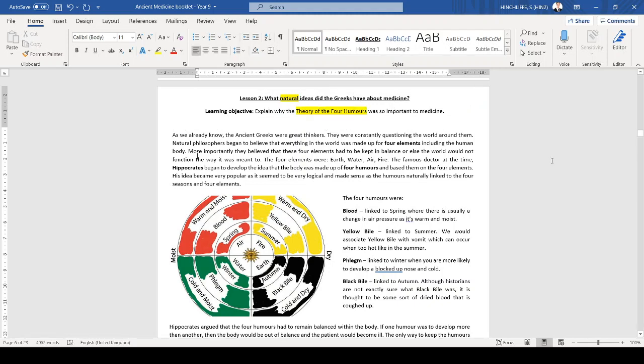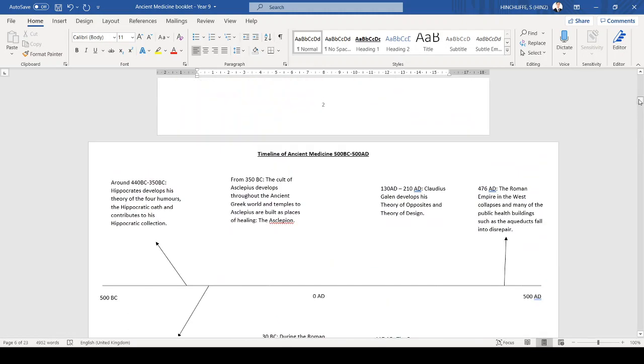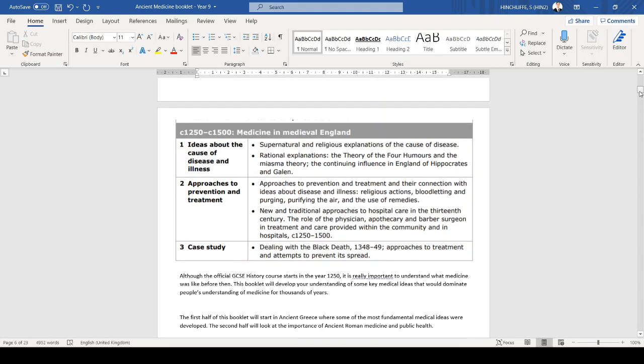Now, if you watched the lesson 1 video, you will notice that at the start of the video I talked about the specification. If we just scroll up very quickly to look at that again, this is what the GCSE exam boards give out to different subjects, and this is the one for medicine, or part of it. The theory of the 4 humours is on here. So it is a really significant part, because although the theory develops in ancient Greece 2,500 years ago, it's still used for thousands of years later as well.